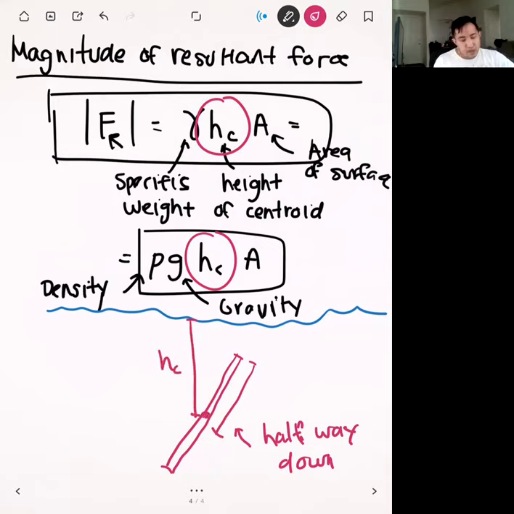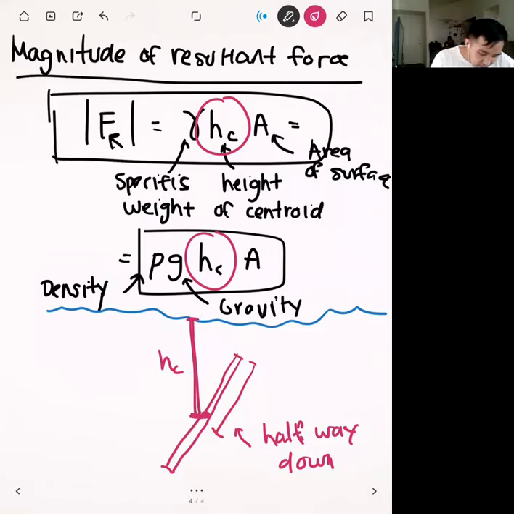And then HC will simply be the depth of that centroid. You have to be really careful here. I think the place where a lot of people get confused is they confuse H for Y. Whenever you see H, it is purely a vertical distance from the surface of the fluid down to your surface. In this case, we're looking for the depth of the centroid itself. That's what I mean by HC.